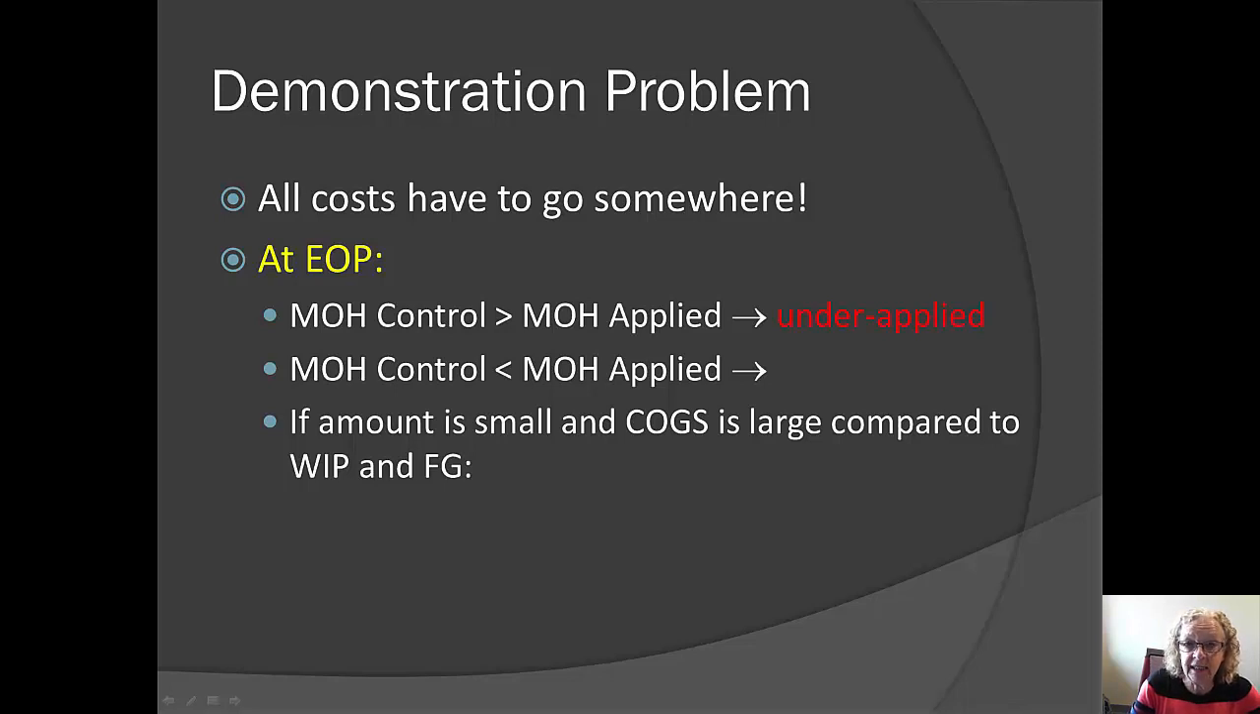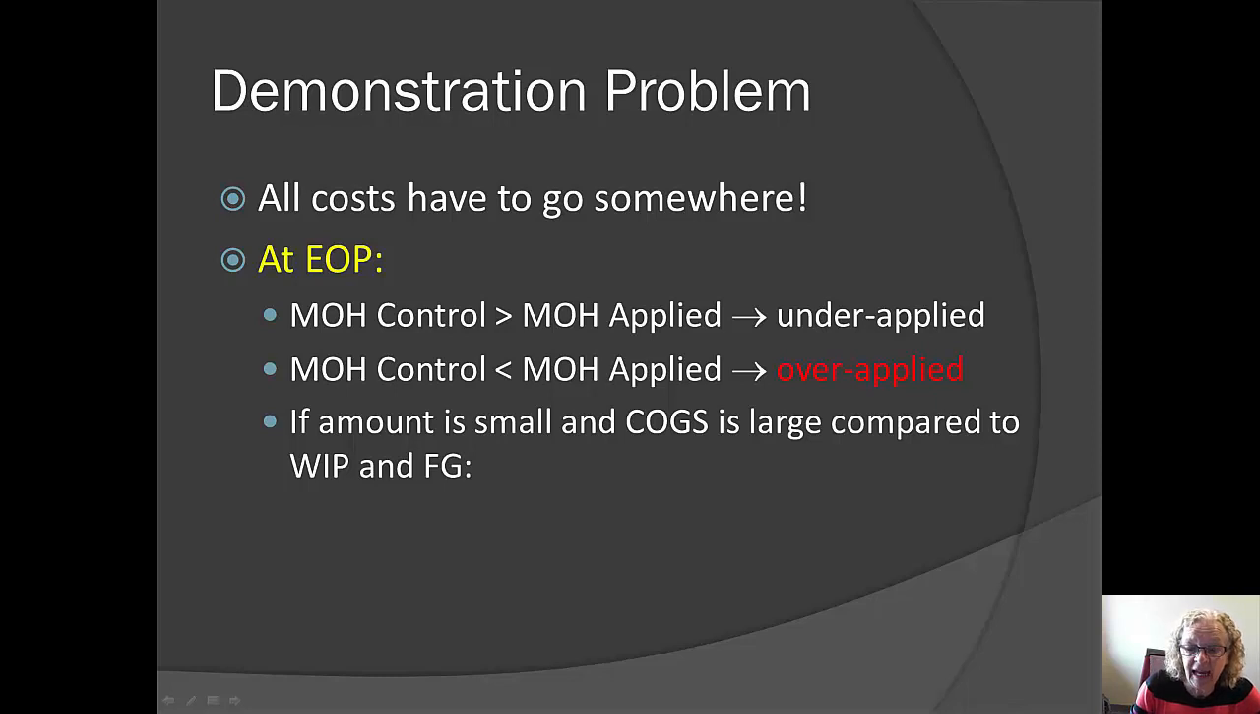In other words, we did not finish assigning all the overhead that existed. On the other hand, it is possible that at the end of the period, the overhead control account might be smaller than the amount of overhead applied. In that case, we over-applied the overhead. In other words, we assigned out more overhead than actually existed.